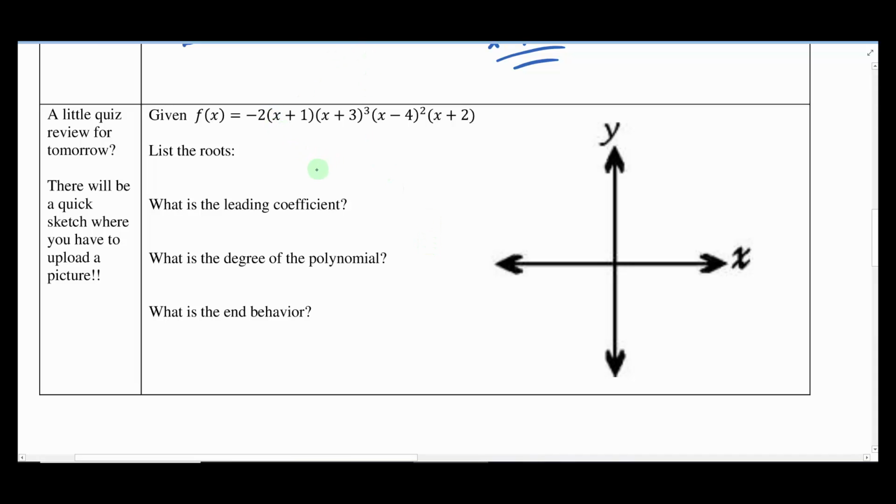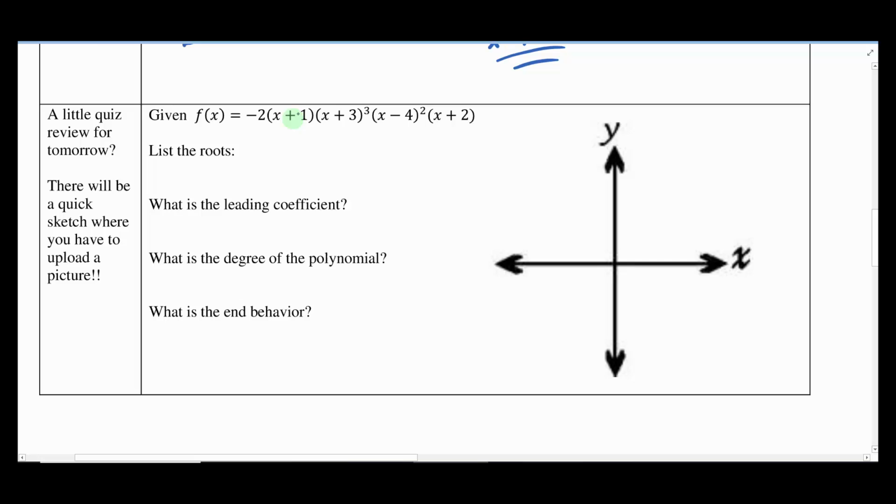Hopefully we do a little bit better on this one, but we want to make a quick sketch of this polynomial, and everything you need to know to make your quick sketch is asked over here. And we do the same thing on the quiz, right? So the first thing we're going to have you do is just tell us what are the roots, right? These are the locations where we hit the x-axis. So we've got to know where those are at.